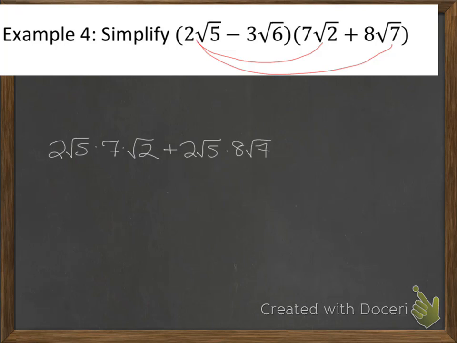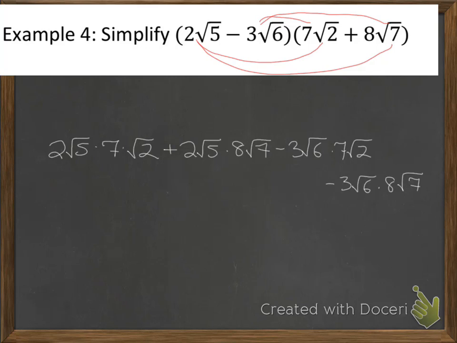Okay, then we have our inner terms. Our inner terms are minus 3 square roots of 6 times 7 times the square root of 2. Okay, last but not least, we have our last terms, and as you can see, I'm sort of running out of room here, so I might have to write it on the bottom, below a little bit. So I have minus 3 square roots of 6 times 8 square roots of 7.